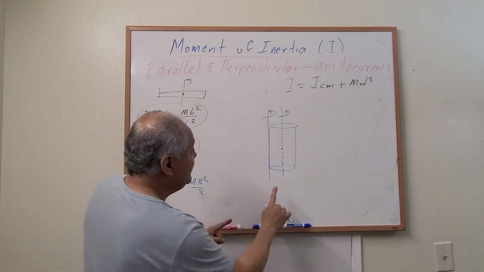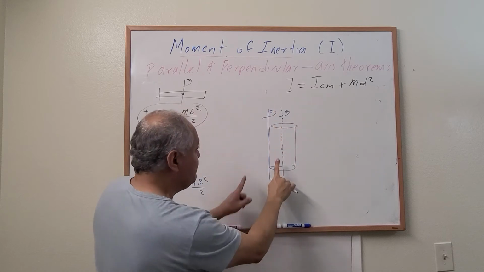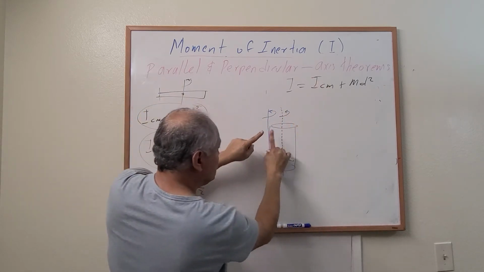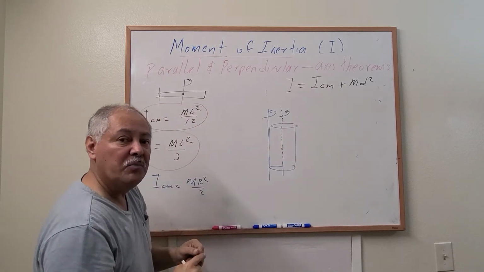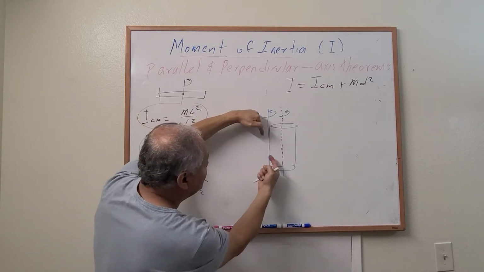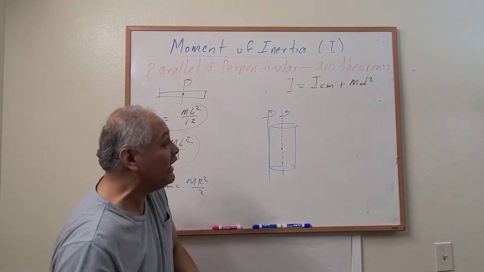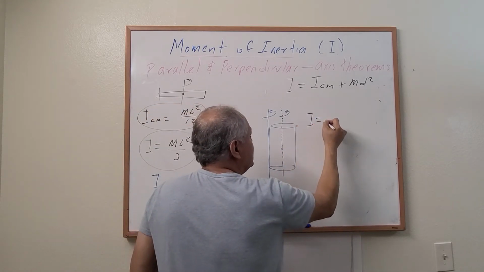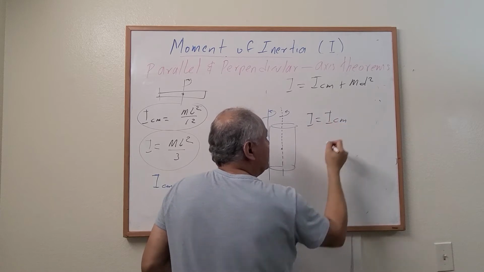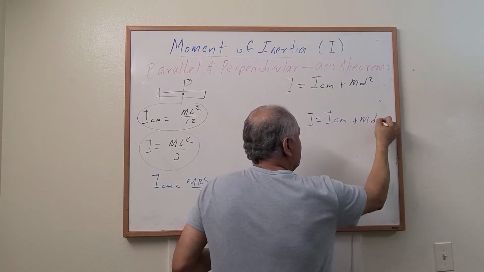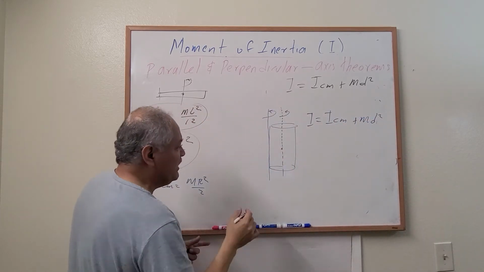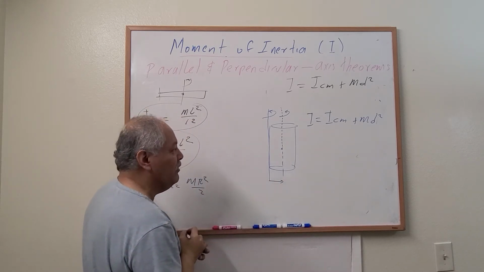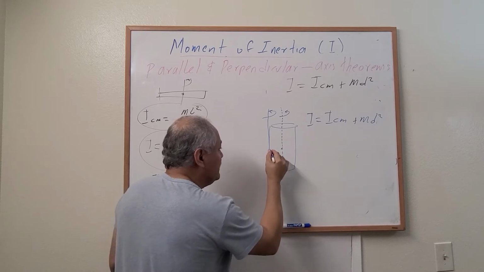Now, this axis through the center of mass is parallel to this axis, right? So we can use the parallel axis theorem to calculate the moment of inertia of this cylinder rotating around this axis of rotation. Okay, let's do it. What should be the moment of inertia? Again, it's right here. It equals the moment of inertia about the center of mass plus mass times d squared. What should be d in this picture? D is the distance from the axis of rotation to the center of mass, which is this one right here. This is my d.